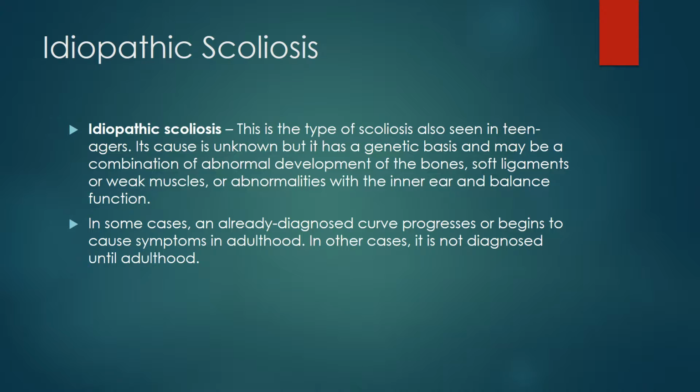A brief overview of idiopathic scoliosis. This is a type of scoliosis also seen in teenagers. Its cause is unknown, but it has a genetic basis and may be a combination of abnormal development of bones, soft ligaments, or weak muscles, or abnormalities with the inner ear and balance function. In some cases, an already diagnosed curve progresses or begins to cause symptoms in adulthood. In other cases, it is not diagnosed until adulthood.